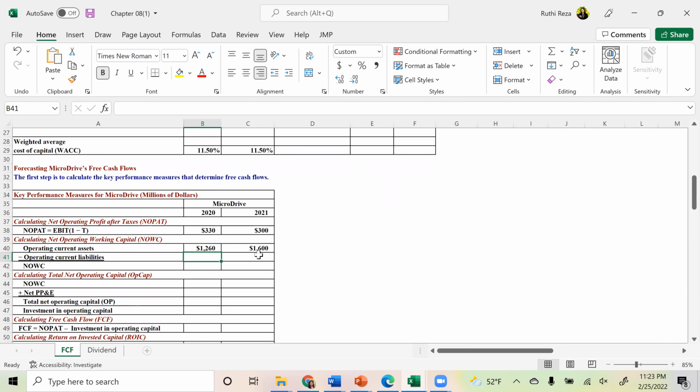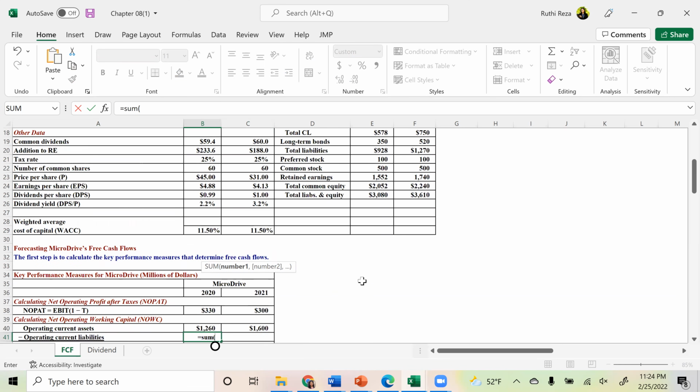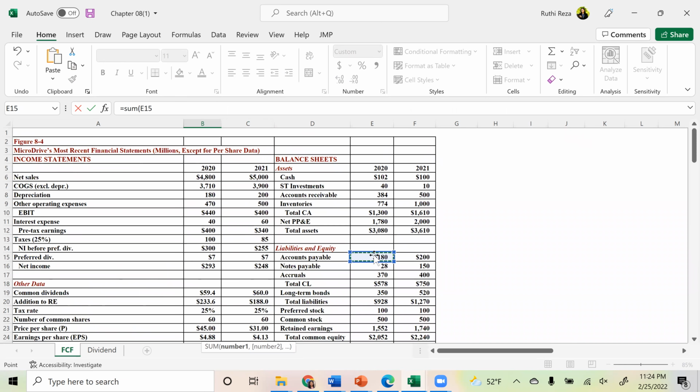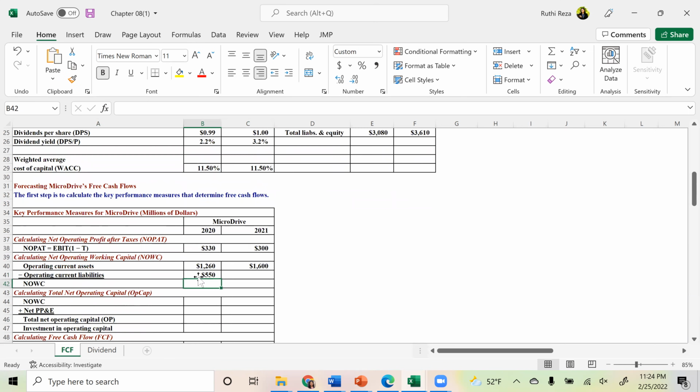Then operating current liabilities include all current liabilities accounts except for the debt accounts. It is the sum of accounts payable and accruals. Now, net operating working capital is the difference between operating current assets and operating current liabilities.